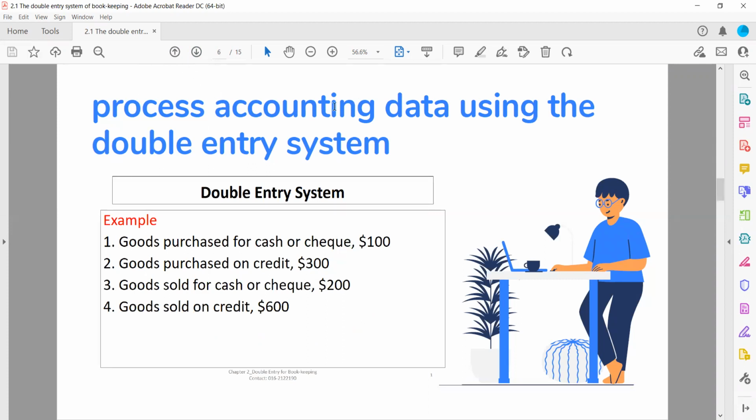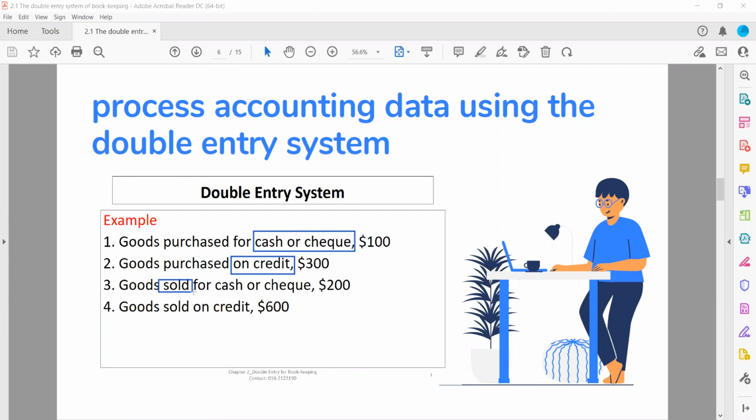Next is how we record the entry in accounting using the source that we have. For example, in the question here, we have goods purchased for cash or check. We use the money to go and buy the goods. Goods purchased means the physical item you buy, you intend to sell it. Cash and check means using cash or check to buy. Goods purchased on credit means that we take the goods, but we haven't paid the money yet.